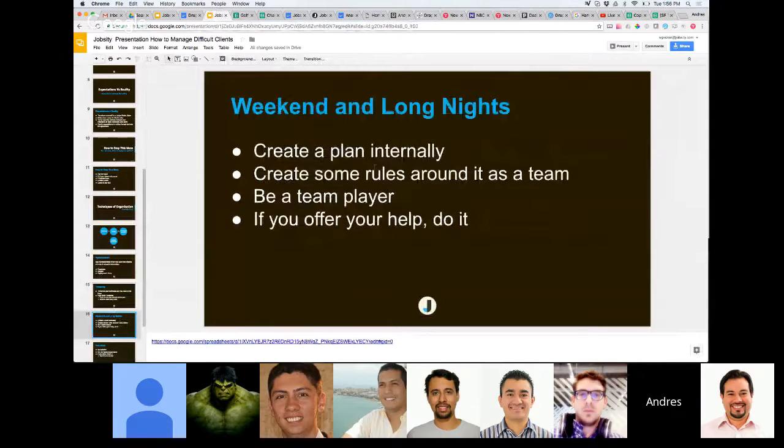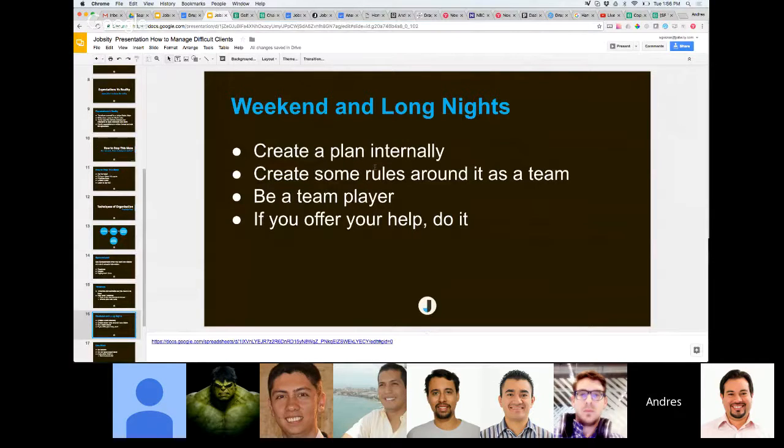Weekends and long nights. This week we became experts on this with Santi. Because sometimes, I have to be honest, there's nothing you can do. You've got to work on weekends and long nights. Sometimes it's just impossible. The idea is that we don't do this on every single project every single time, because if we do that, something is wrong.